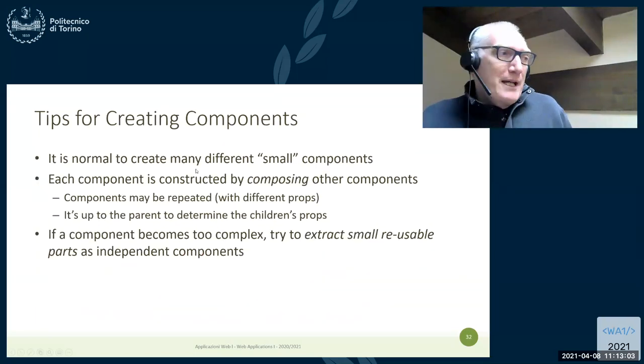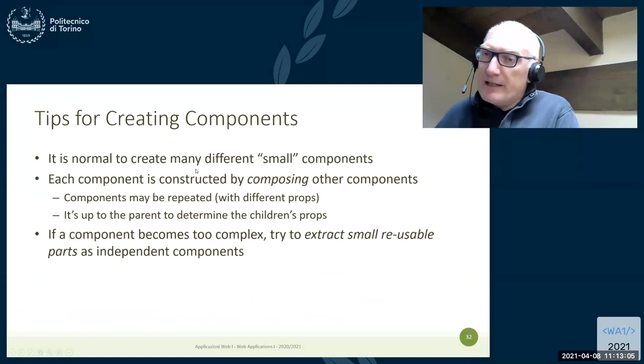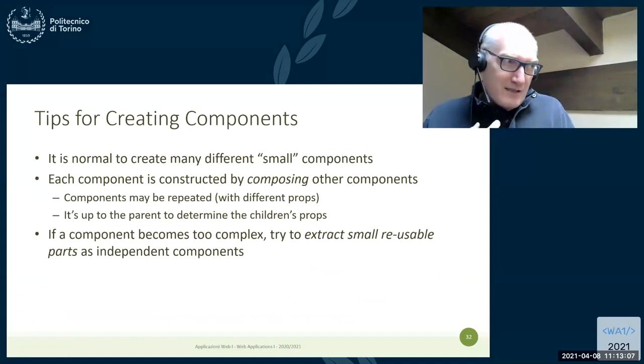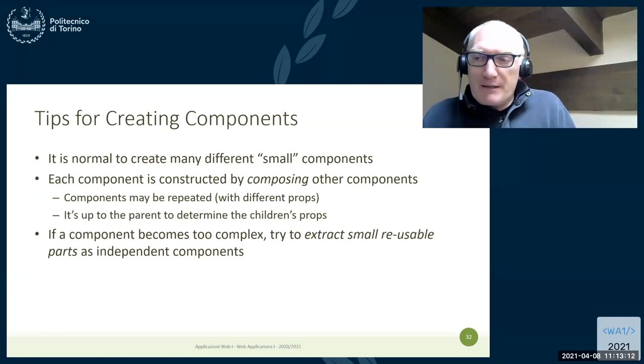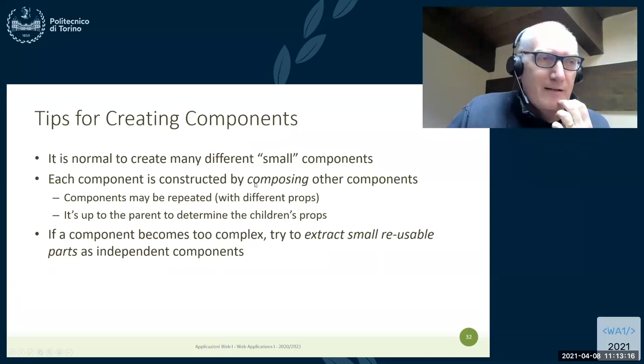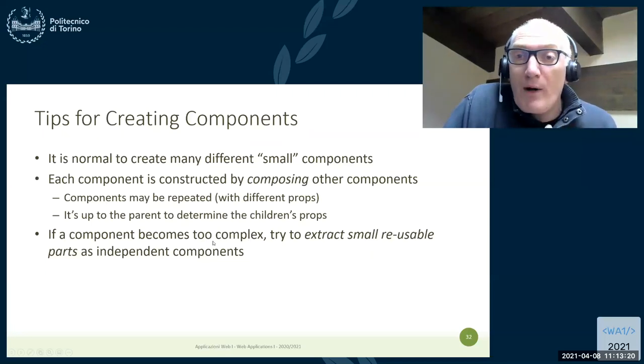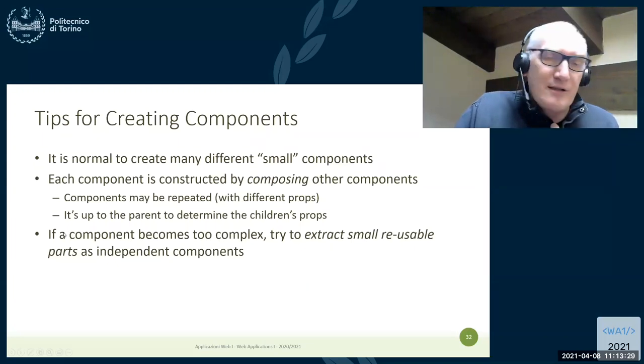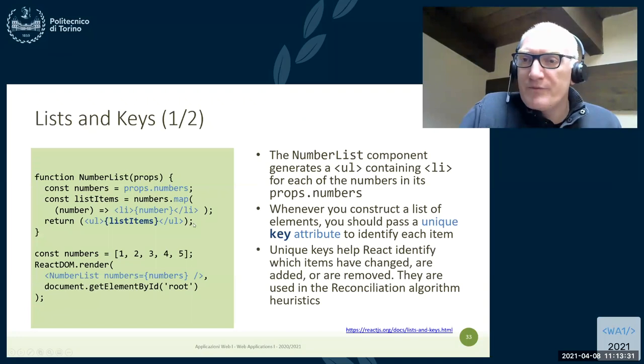It's normal to create many small components, and it's normal to compose them, to nest them, even at deep layers. If a component becomes too complex, try to separate it into smaller parts as independent components. So it's the normal way of working, to create many small components, because they are more reusable and easier to test and to configure.